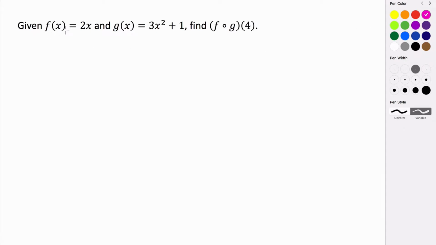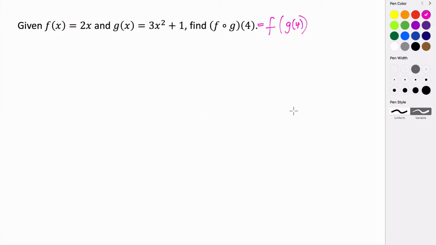In this example, we are given two functions, f and g, where f of x is defined by 2x and g of x is defined by 3x squared plus 1. And we want to find the composition of f of g of 4. So this really just means that we're taking f and we're evaluating it at g of 4.